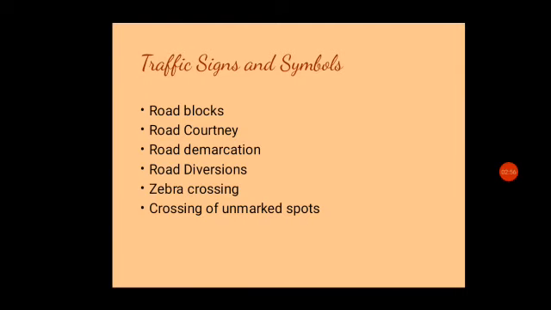Now we look at traffic signs and symbols. 1, we have roadblocks. 2, we have road courtesy. 3, we have road demarcation. 4, road deviations. 5, zebra crossing. 6, crossing at unmarked spots.